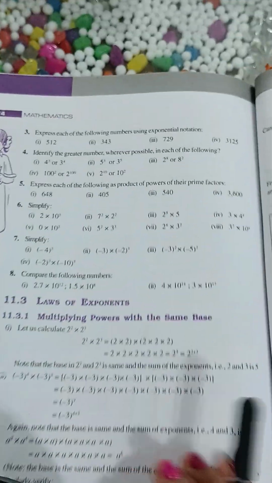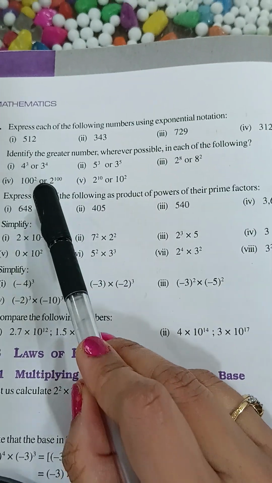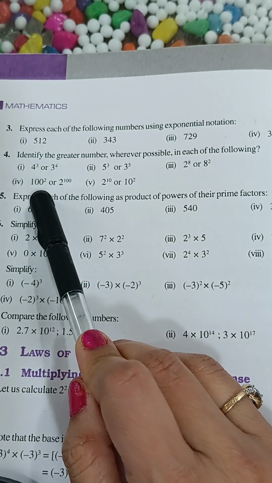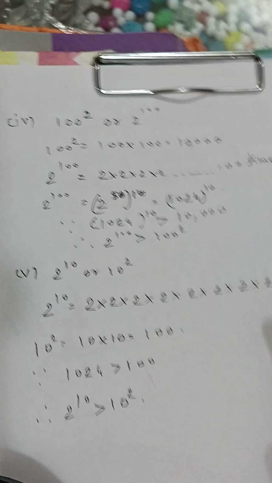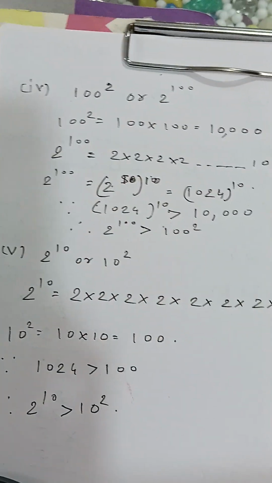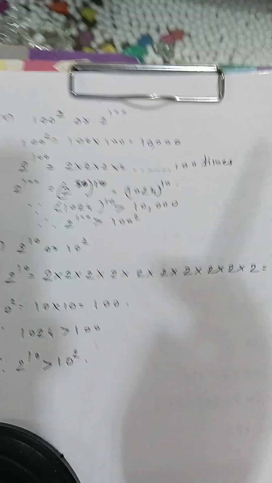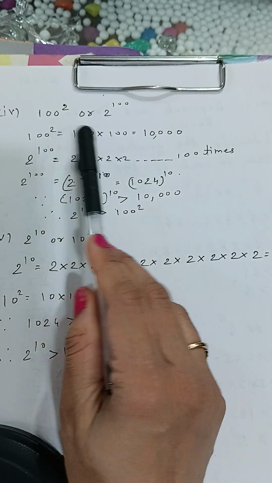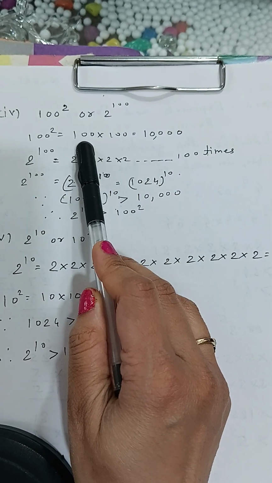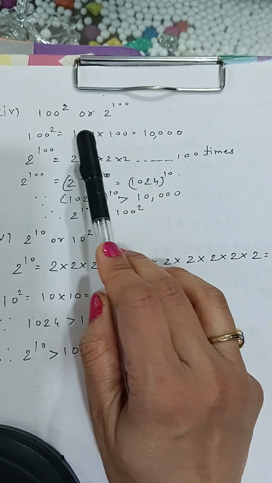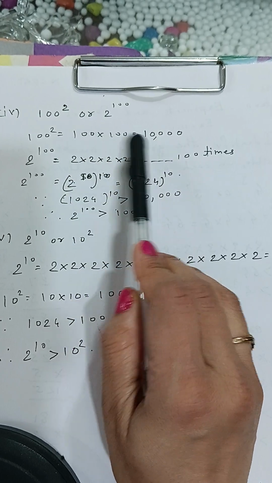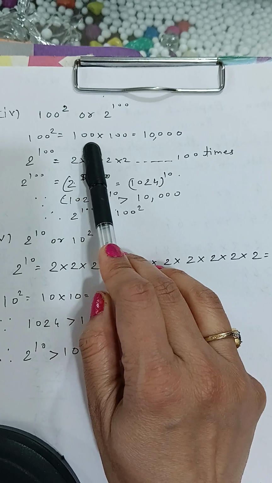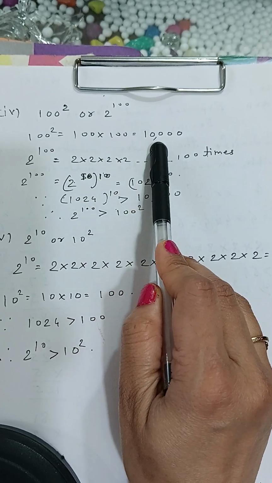Okay, let's move on to the next question, which is a little difficult, because in the exam it will be difficult for you to solve this kind of question. In question number 4, it is 100 raised to the power 2 or 2 raised to the power 100. Let's see the solution here. 100 raised to the power 2 means you have to multiply 100 two times. 100 into 100, which will be 10,000. How many zeros are there? In a simple way, you just have to multiply 1 by 1, which will be 1. And how many zeros? You just have to count. Total 4 zeros. So you will put 4 zeros.